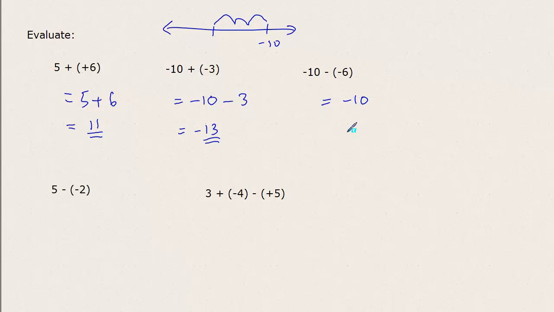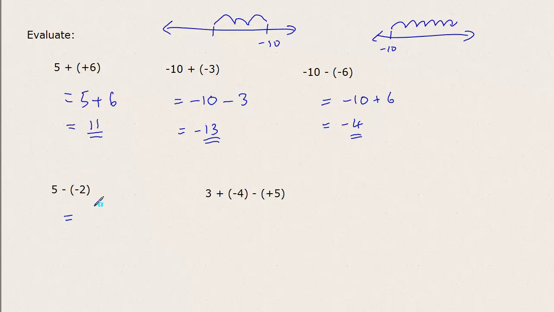Start with a negative 10. Note that nothing that goes on here can affect this sign here. Negative, negative, same signs, that's going to become a plus. So it's negative 10 plus 6. If we add 6, then we're going this way. So that's going to give us negative 4.